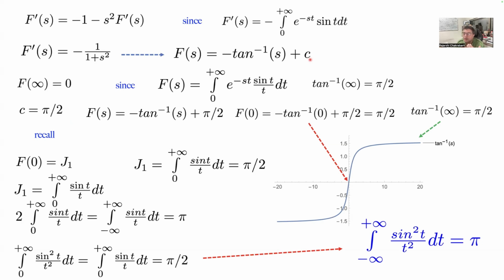So what did we do? We started from sine square t over t square. We first integrated this using what is known as integration by parts. And eventually, we showed that the sine square t by t square integration is equal to the integration of sine t over t. And then we found the value of sine t over t, which is equal to pi by 2 from 0 to infinity, and pi from minus to plus infinity. So eventually, the integral of sine square t over t square from minus to plus infinity is nothing but pi.